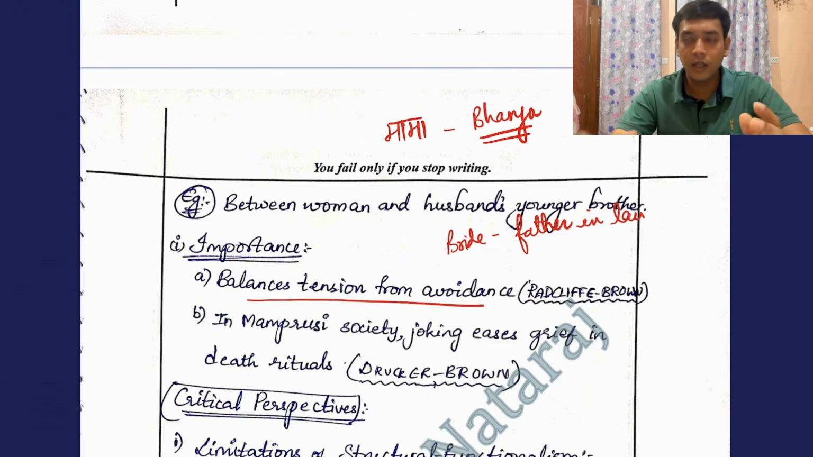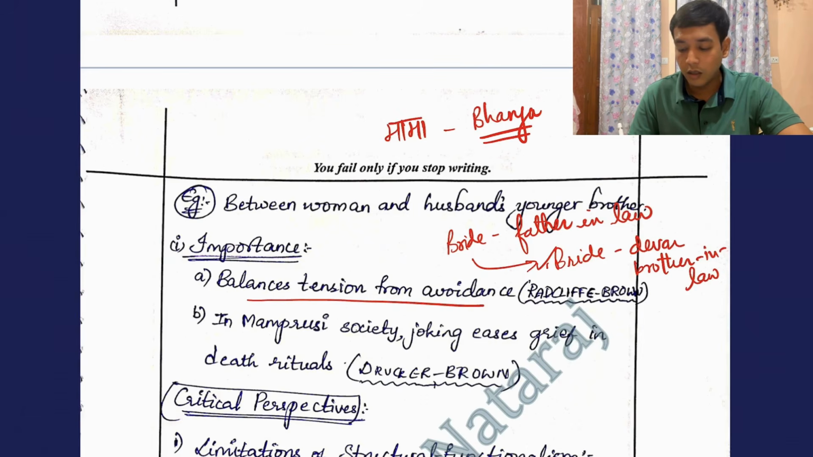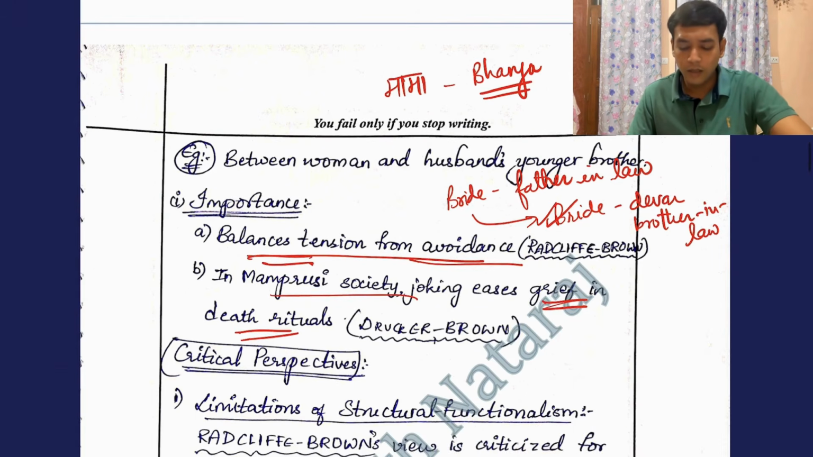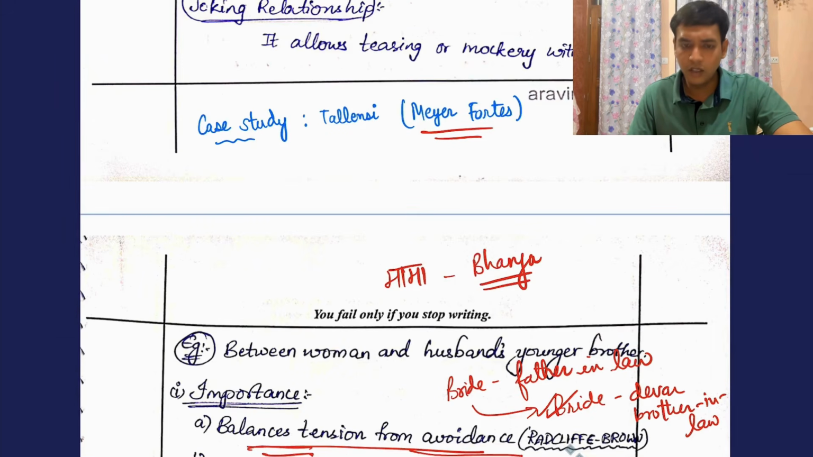Let's say there is a newly arrived bride and a father-in-law, so they have a relationship that is marked by avoidance. But between the bride and the devar, that is the brother-in-law, they will have a joking relationship, we see that. So it balances tensions from avoidance, right? In Manipuri society, joking is used in grief during ritual deaths. Okay, there are some other events also where there is a necessary cracking of jokes in tense situations, so that's how there is some sort of easing of the situation.